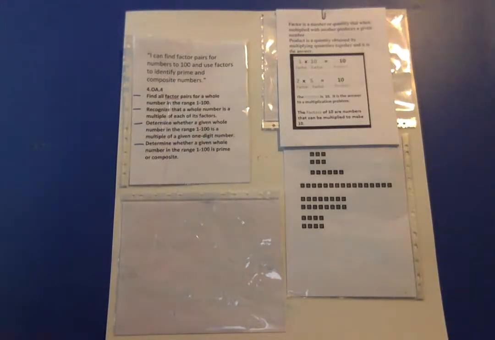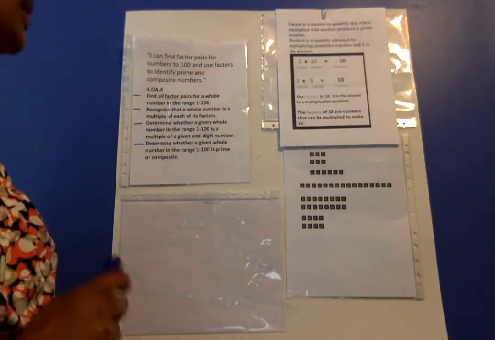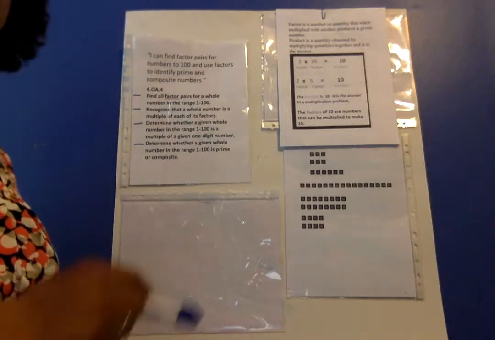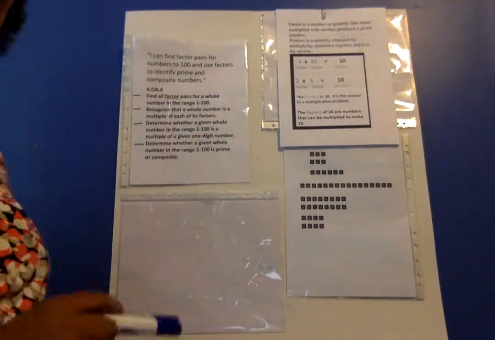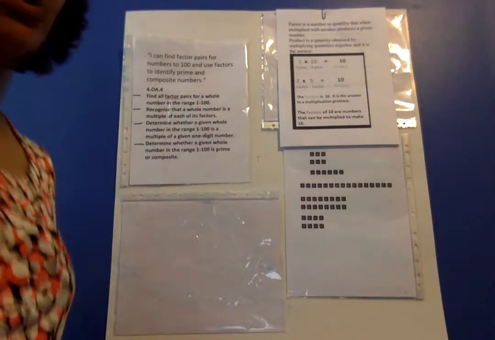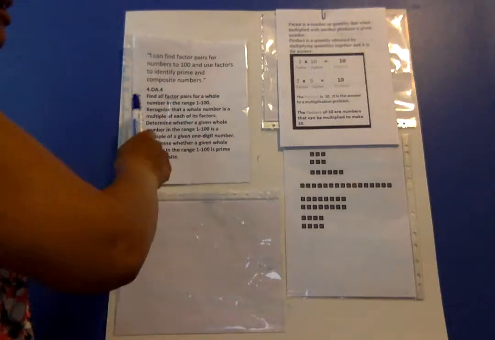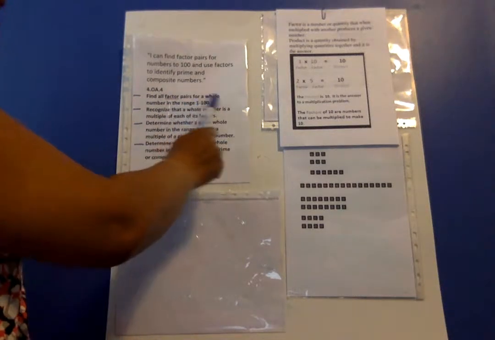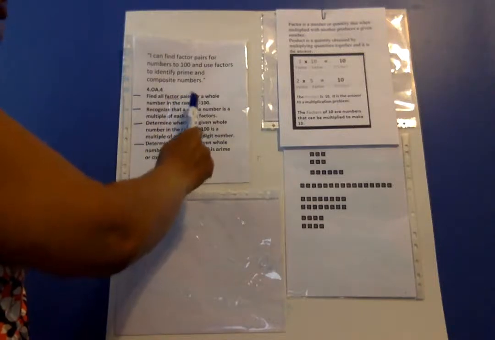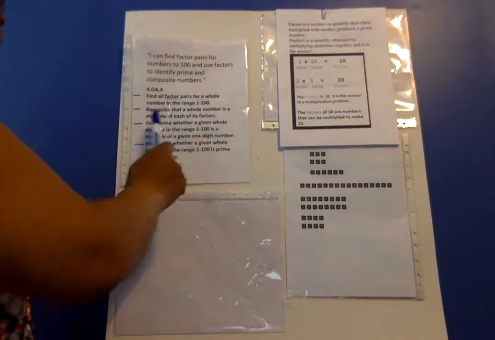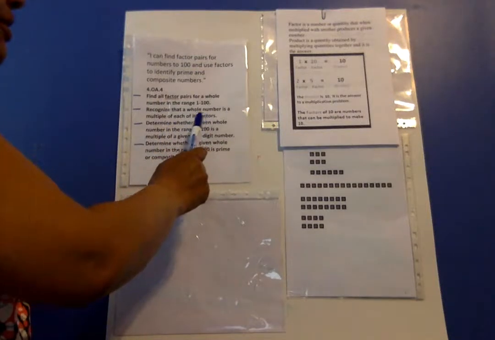The lesson that I'm doing is 4.0a.4. Now, for the students, I will give an I can statement to repeat, but for this video, we will find all factor pairs for a whole number in the range 1 through 100. Recognize that a whole number is a multiple of each of its factors.